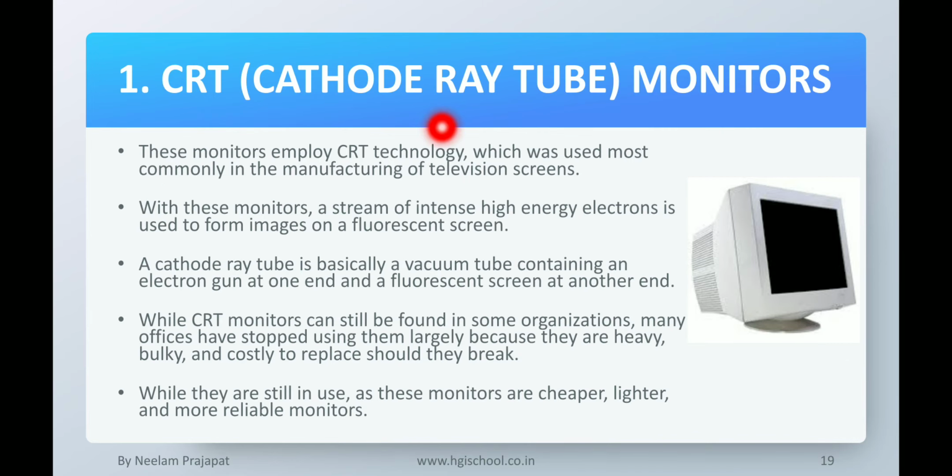So the first type of monitor is CRT, cathode ray tube monitor. These monitors are based on CRT technology, which was used earlier a lot in the manufacturing of television screens. With these monitors, a stream of intense high energy electrons is used to form images on the fluorescent screen.